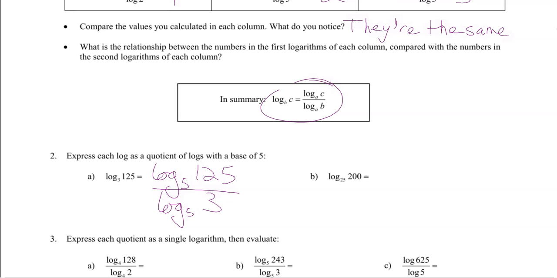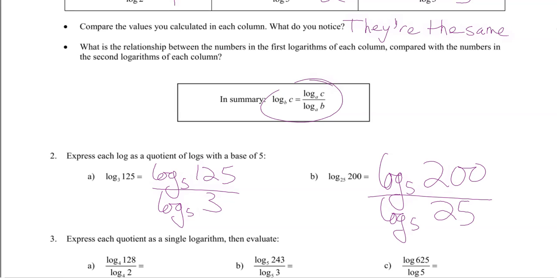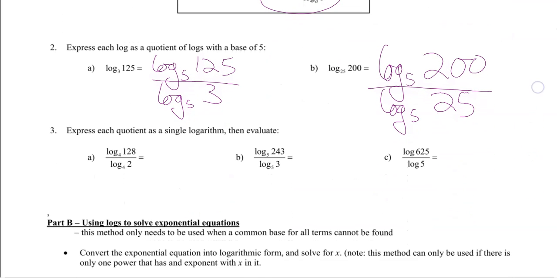All right, so what do we end up with? Log base 5 of 200 over log base 5 of 25. Express each quotient as a single log and then evaluate.